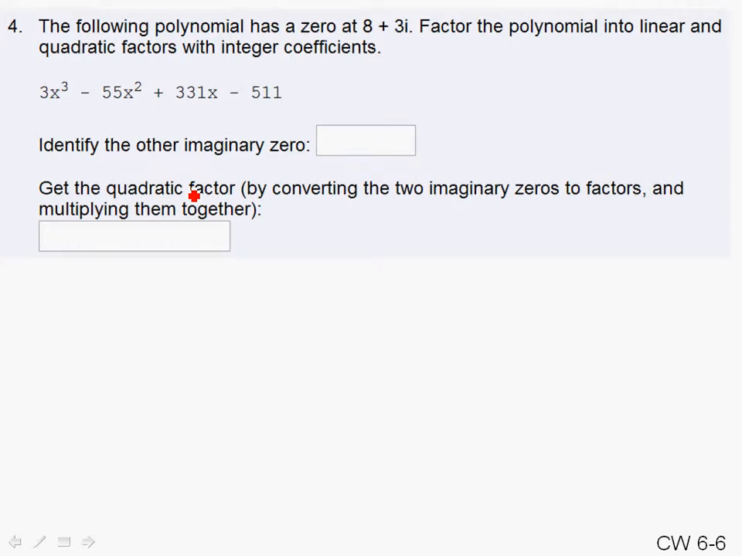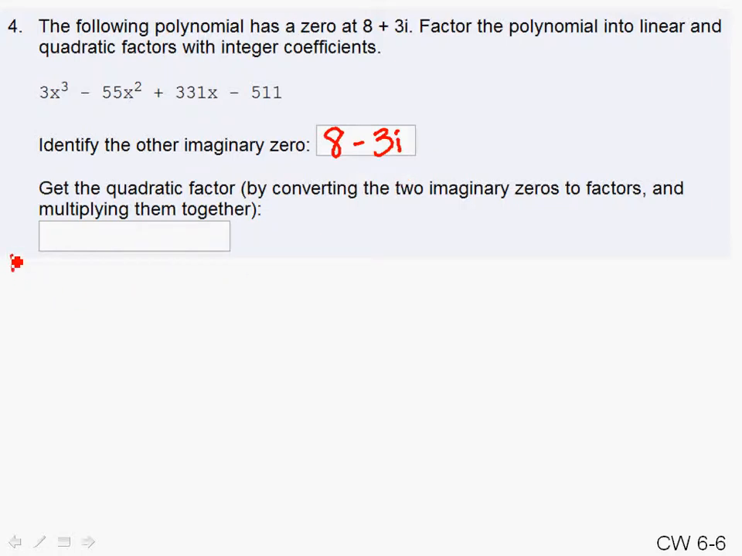Classwork 6-6, number 4, says the following polynomial has a 0 at 8 plus 3i. Factor the polynomial into linear and quadratic factors with integer coefficients. So the first part, we're going to identify the imaginary 0. The other imaginary 0 will be the complex conjugate of 8 plus 3i, which is 8 minus 3i. To get the quadratic factor, we're going to convert the two imaginary zeros to factors and multiply them together.